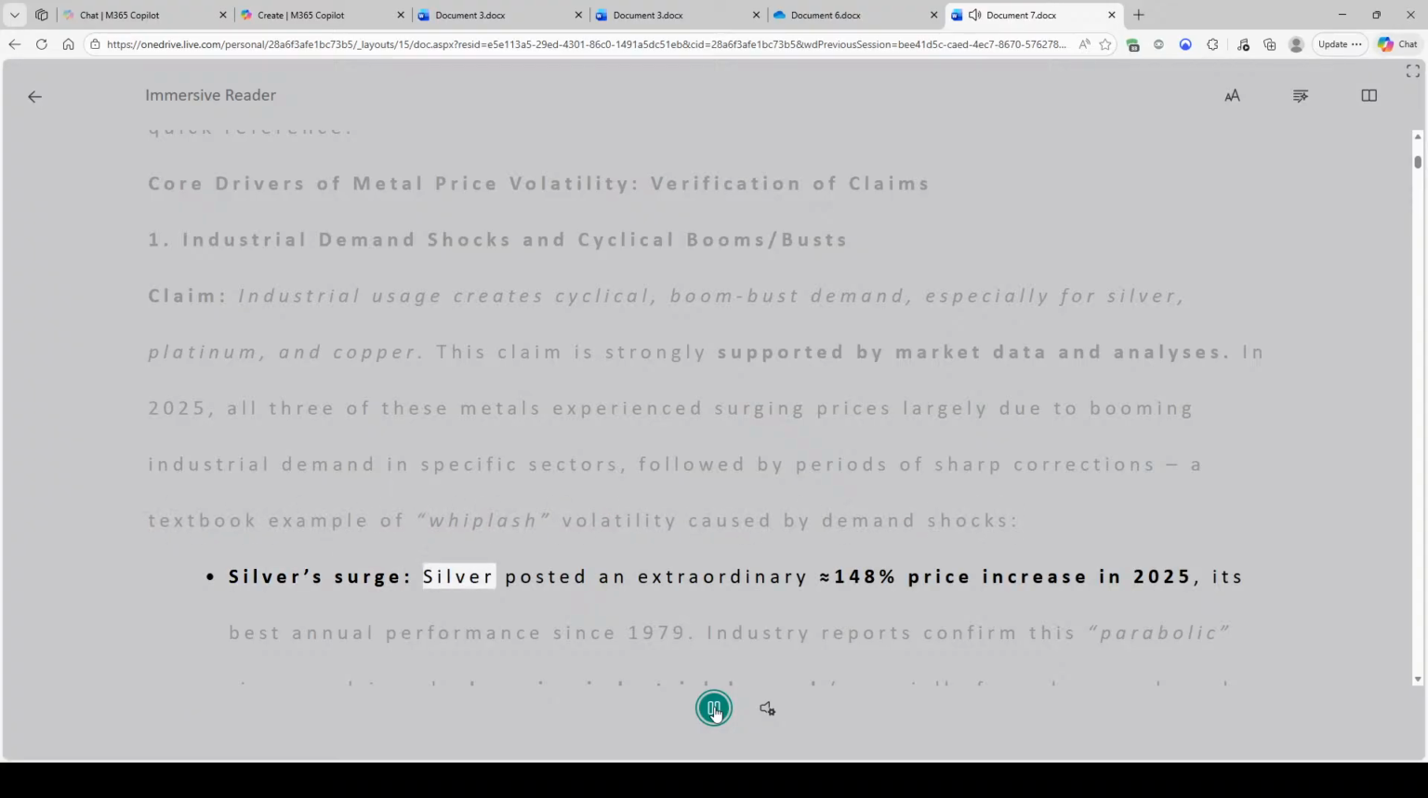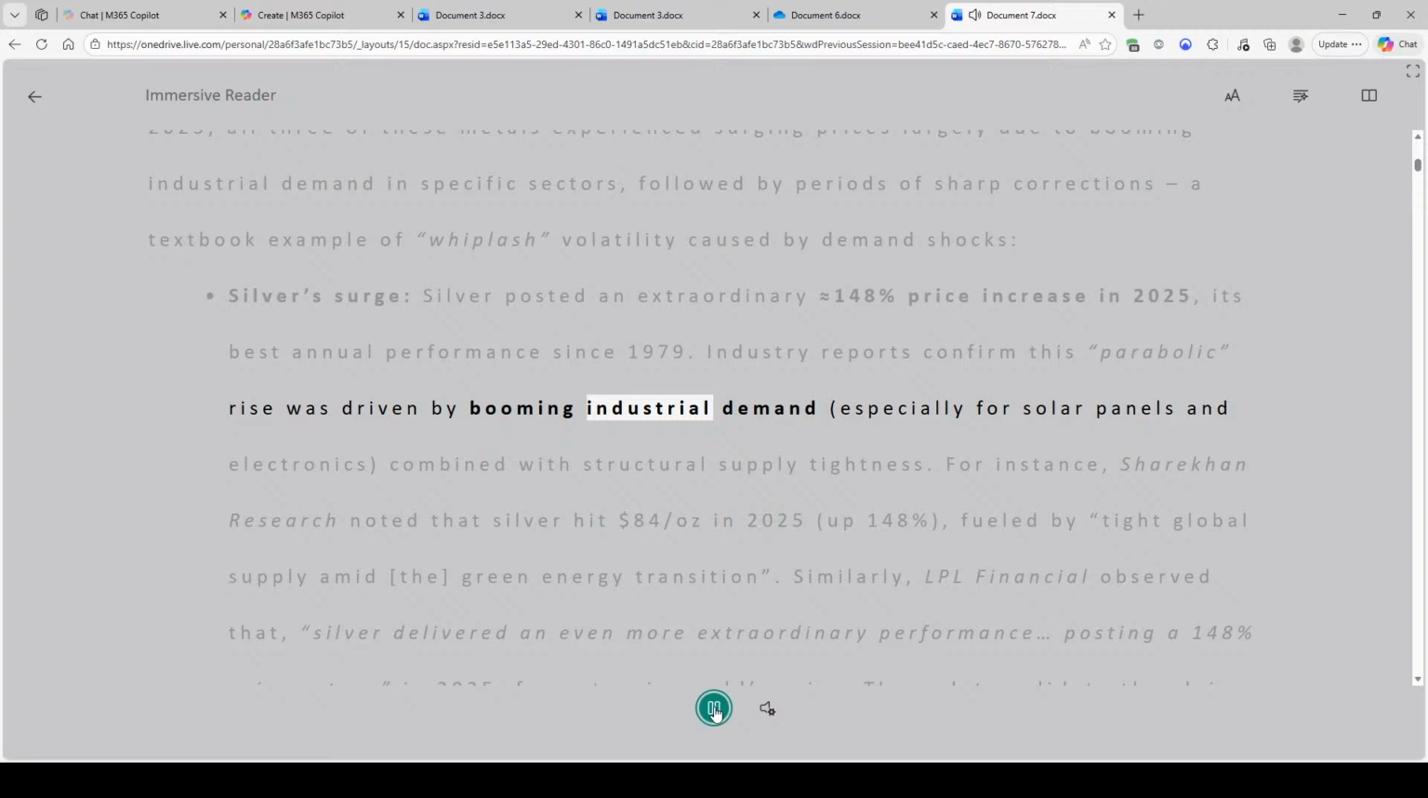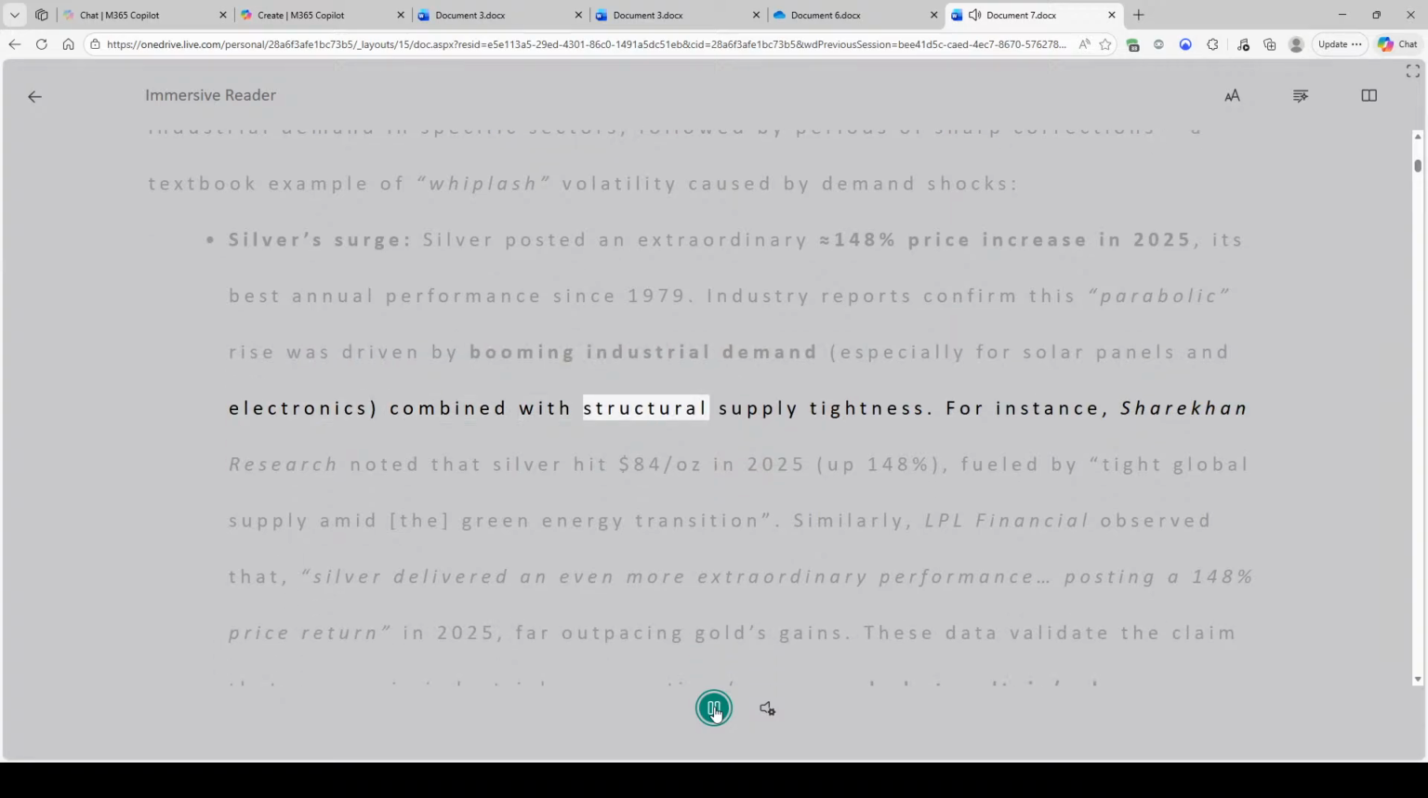Silver surge: silver posted an extraordinary almost 148% price increase in 2025, its best annual performance since 1979. Industry reports confirm this parabolic rise was driven by booming industrial demand, especially for solar panels and electronics, combined with structural supply tightness. For instance, Sprott Research noted that silver hit $84 per oz in 2025, up 148%, fueled by tight global supply amid the green energy transition.